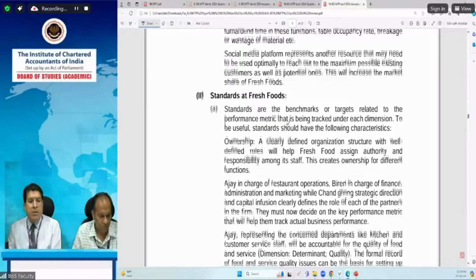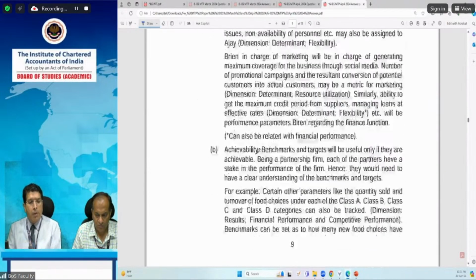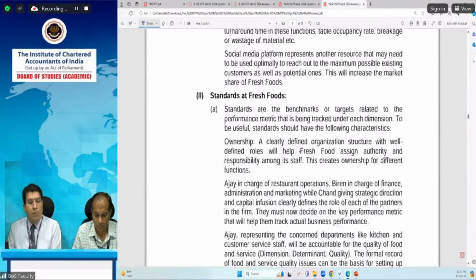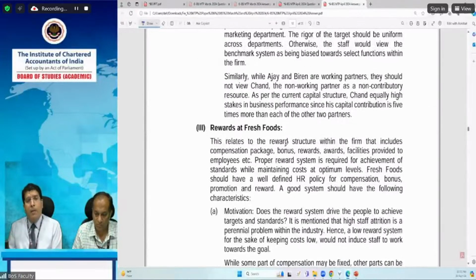Then standards. Standards are benchmarks or targets, a performance metric. It covers three points: ownership, achievability, and equity. For ownership, they have defined an organization structure. And after this, standards should be related to rewards. Rewards include compensation package, facilities, etc.